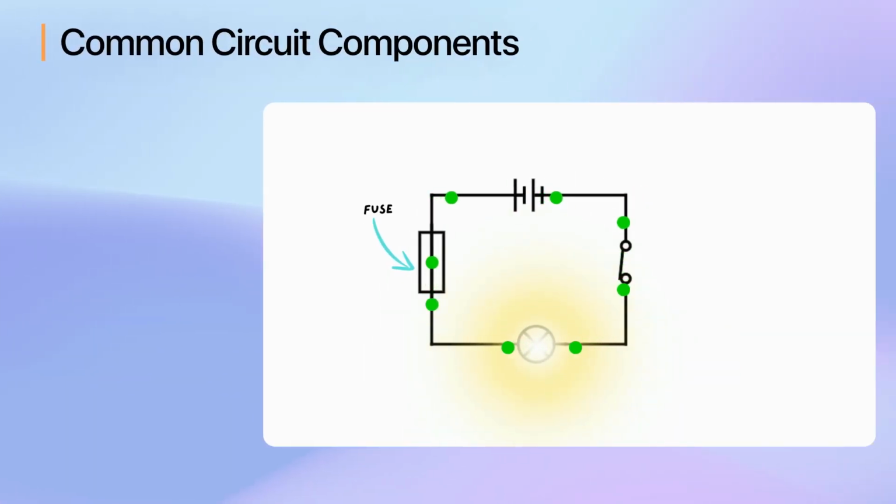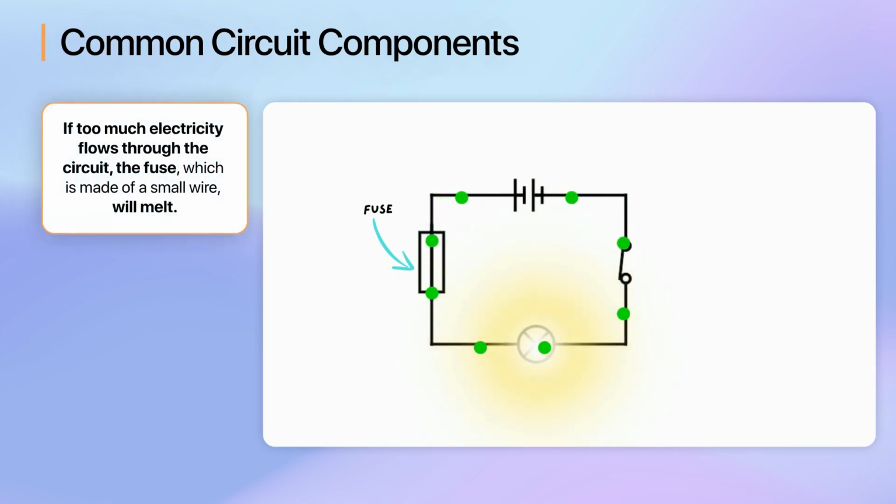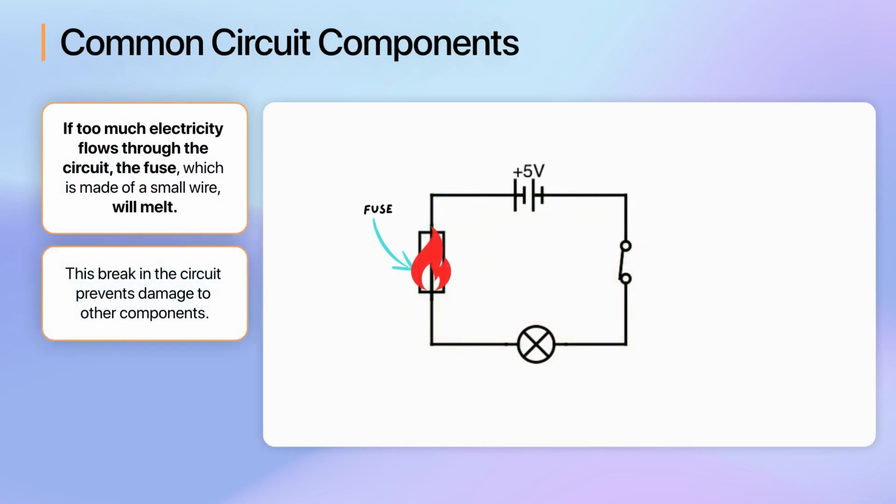Moving on, we've got fuses. Think of a fuse as a safety guard within the circuit. If too much electricity flows through the circuit, the fuse, which is made of a small wire, will melt. This break in the circuit prevents damage to other components. A fuse is represented by a symbol that looks like a rectangle with a line through it.